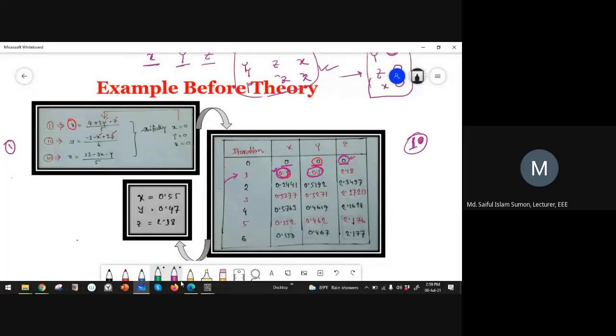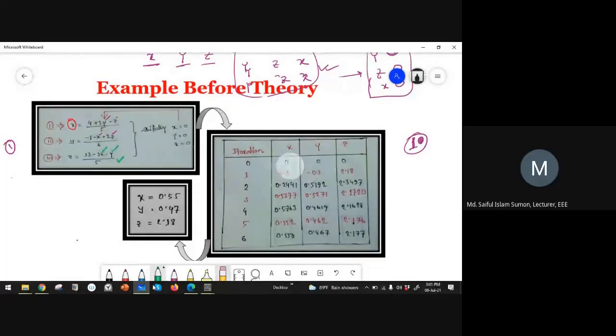In the same way, to find the value of z, I need the values of x and y. Which x and y will I use? I will use the most recent x and y, that means 0.8 and 0.3. If I put all these values, you will be able to see these are the values. After the first iteration, you will see the values of x, y, and z are something like this. Are you okay with the first iteration?